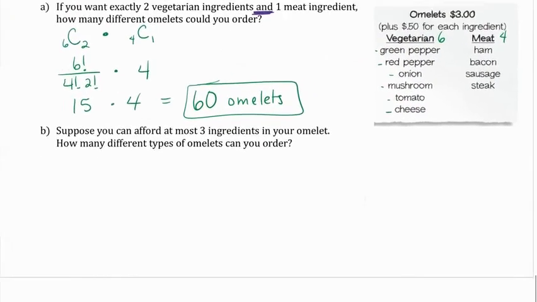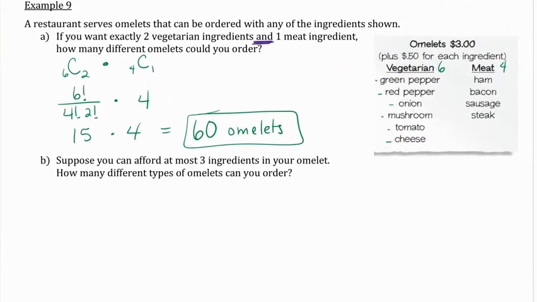The next part, now I'm going to say that I can afford at most 3 ingredients in my omelet, right? So the most I can get is 3 different ingredients. Okay, so now I want to know, how many different ways can I do that? Well, this one gets a little bit more complicated. Do I need to say vegetarian on that one? I guess we can do both.